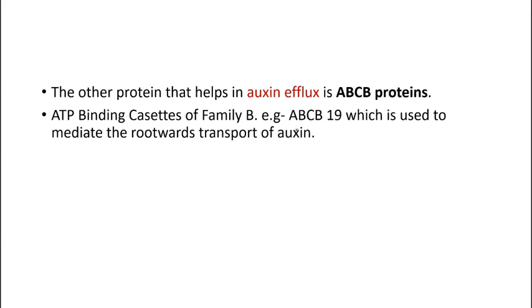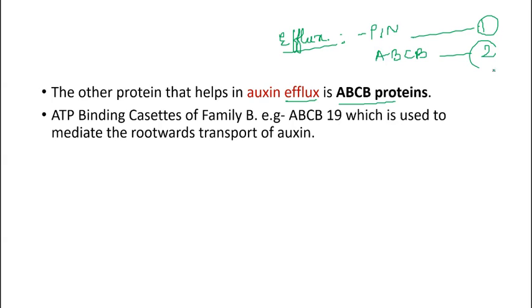Now another efflux protein which was identified is known as ABCB protein. Like the PIN protein, which was an efflux protein, we have now studied two efflux proteins: one was PIN and the second is ABCB. What are ABCB proteins? They are ATP binding cassettes of family B. ABCB19 is used for the rootward transport of auxin. Rootward means towards the root. Just remember ABCB is an efflux protein.